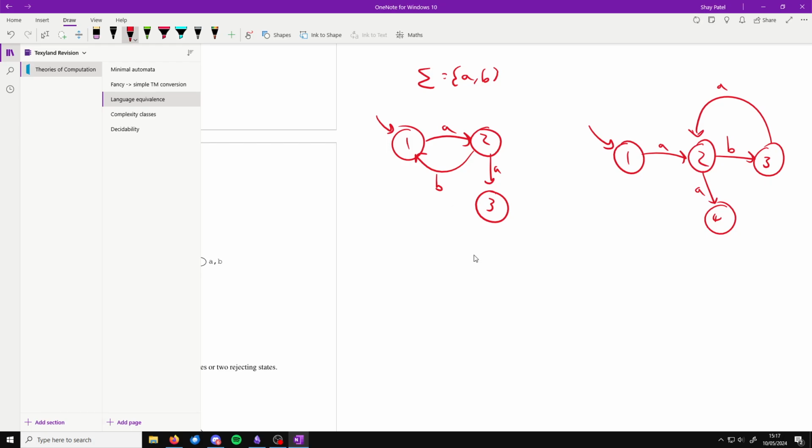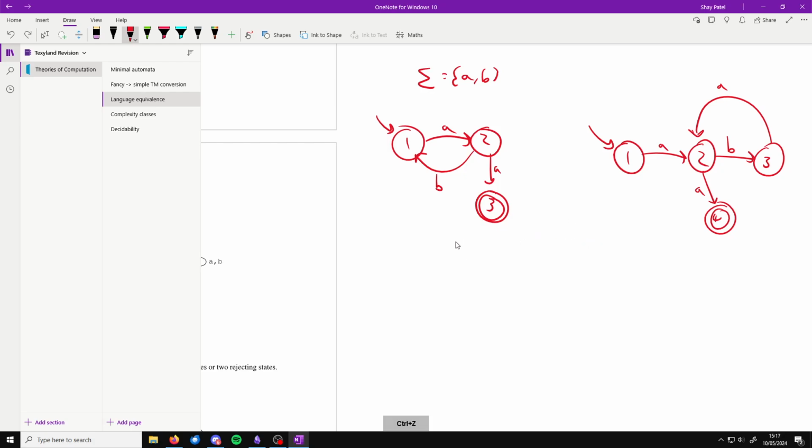But yeah, we can also minimize both of them and see if they're isomorphic, because they both have no accept states, my bad. Yeah, we can also minimize them both. If they're isomorphic, then that means they're the same. If they have the same shape and structure, we don't care about the state names, then they represent the same language, because there's only one way we can minimize a DFA in terms of the shape we get.